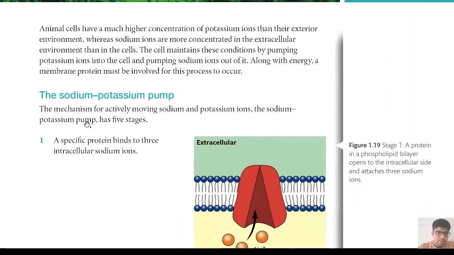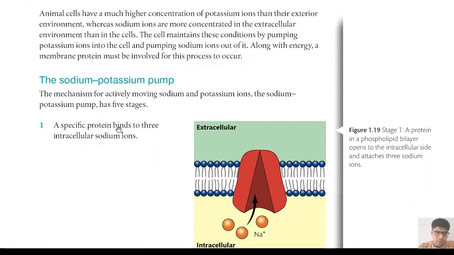Animal cells have a much higher concentration of potassium ions than their exterior environment, whereas sodium ions are more concentrated in the extracellular environment than in the cells. The cell maintains this condition by pumping potassium ions into the cell and pumping sodium ions out of it. So, along with the energy, a membrane protein must be involved for the process to occur. So, the sodium potassium pump. Let's see the mechanism of actively moving sodium and potassium ions.